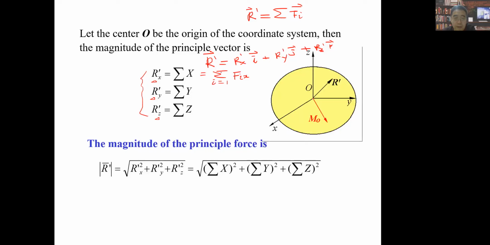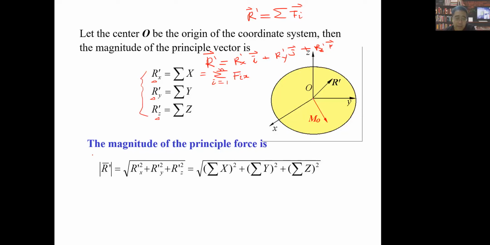I from 1 to n is the number of this random force system. Each force is a vector, right? It also has a component along x. So the whole sum of all these force components along x will be Rx prime. After we do that, this is just an average vector in space.